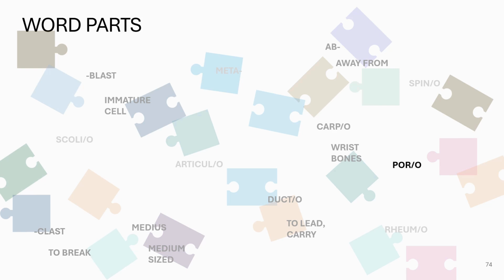All right, we have a root term here, poro. Poro, P-O-R, with our combining vowel O. See if you can find what this means. All right, to have a pore is to have a hole or an opening. So to be porous, right, to have that hole or those little openings.